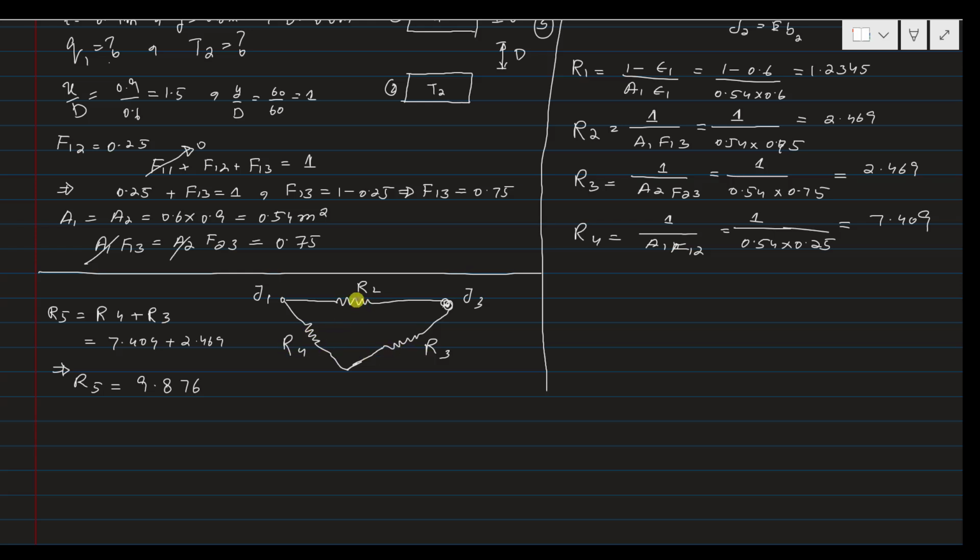Now this resistance R5, the equivalent of these two resistances, is in parallel with R2. So the net resistance of R5 and R2 is, let's say, R6, so 1 over R6 is equal to 1 over R5 plus 1 over R2, since they are in parallel. That's why I write it in such form. The final R6 value after simplification you will get.